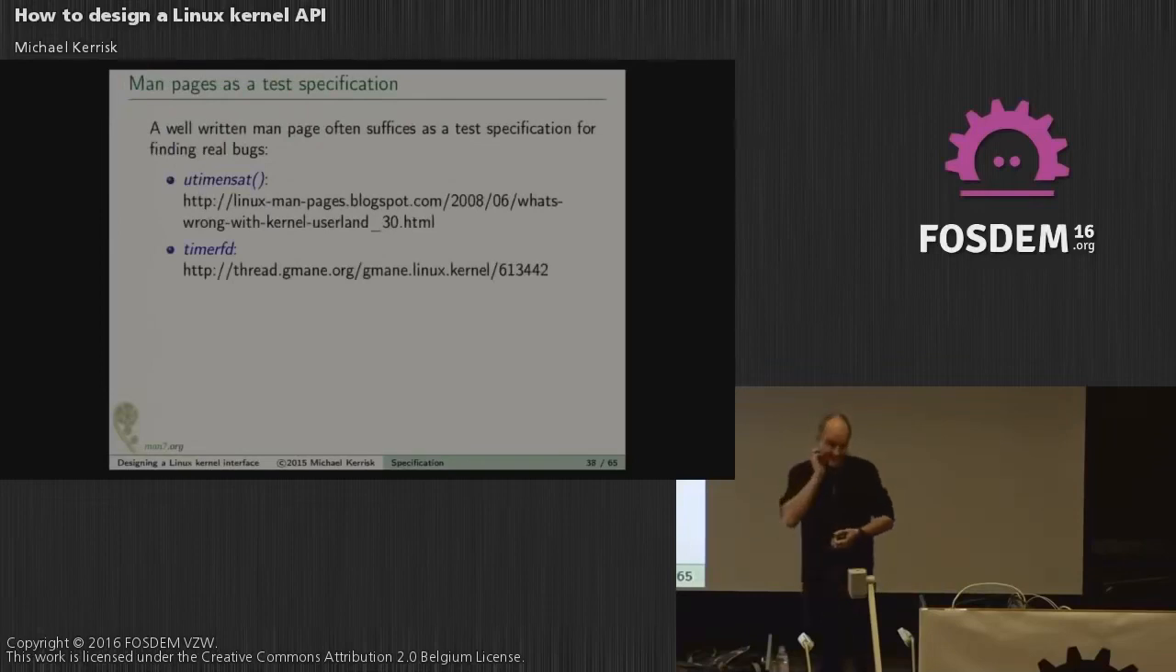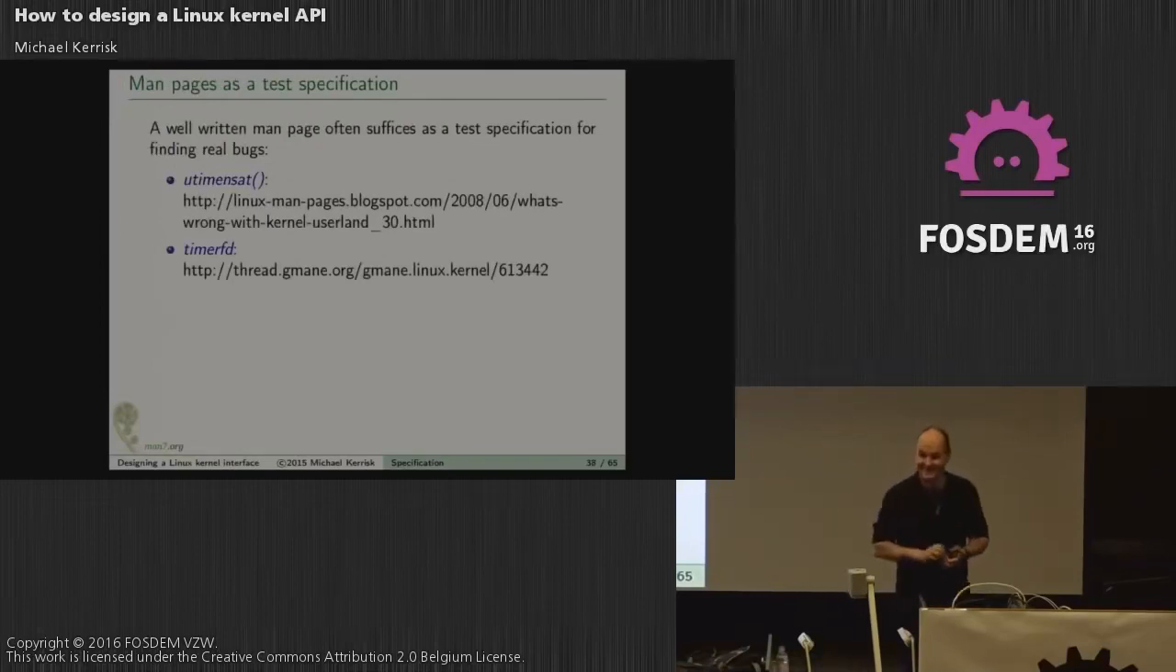So one of my arguments, and I'm biased, is that if you write a good man page, it gives you a good specification for testing. My bias, though, has some basis in experience. I've gone through this process of writing man pages for kernel APIs where there was no man page, and then used those man pages as test specifications for the APIs.